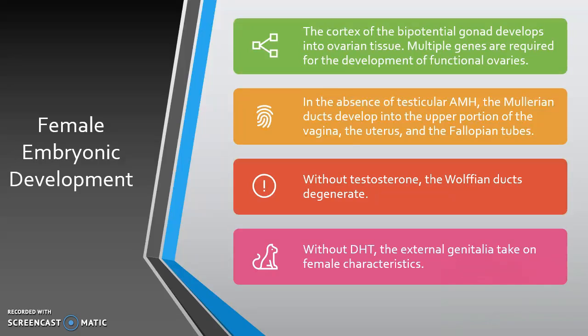Now, in the absence of testicular anti-Müllerian hormone, the Müllerian ducts will develop into the upper portion of the vagina, the uterus, and the fallopian tubes. And also, without testosterone being present, the Wolffian ducts will degenerate, so they won't be there anymore. And also, without dihydrotestosterone, or DHT, the external genitalia will begin to take on female characteristics.